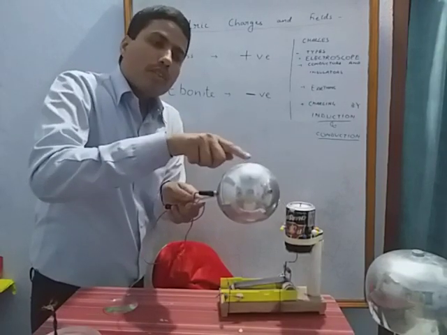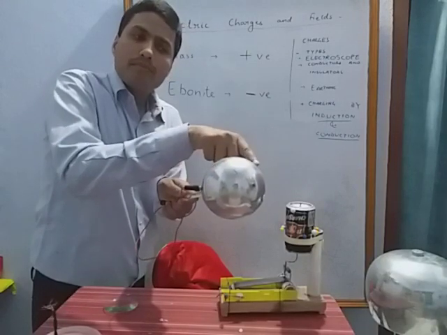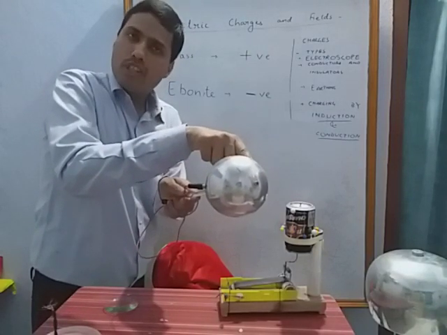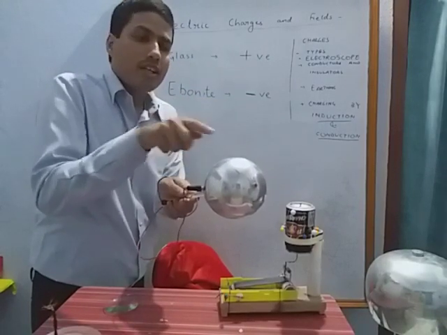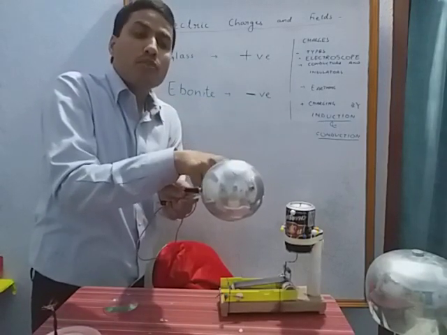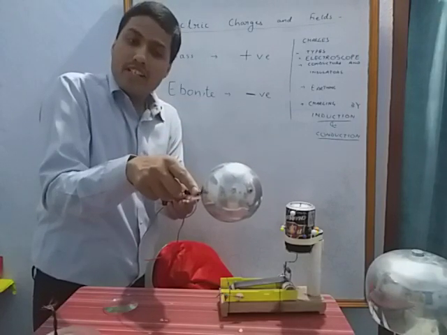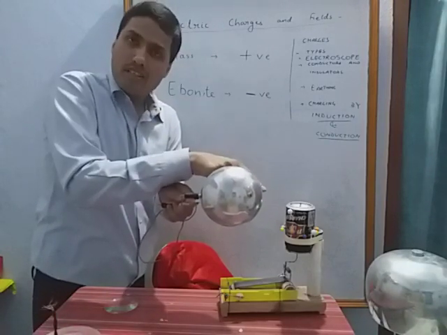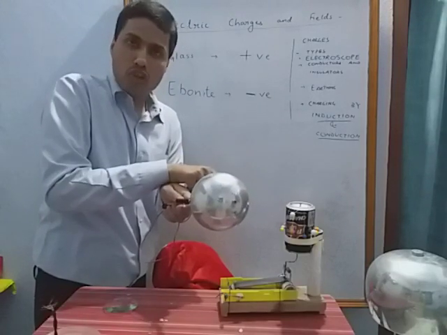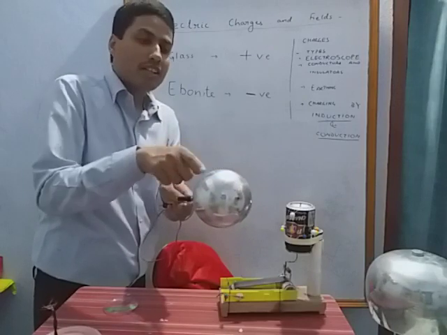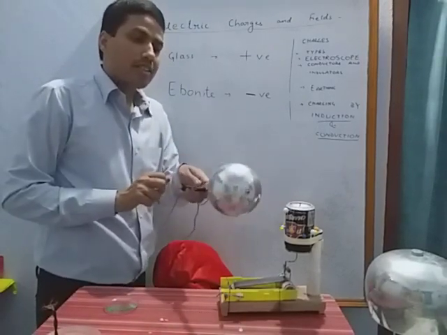This is negative, it repels the electrons, electrons come to this side, so this side will become positively charged because it is losing electrons, and this side will become negatively charged. Between negative and positive end, there is attraction. This negative end and this negative end, there is repulsion. But because this distance is short, attraction is more, and that's why it attracts.